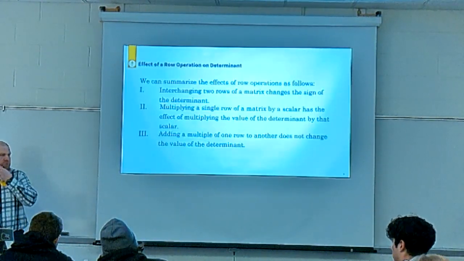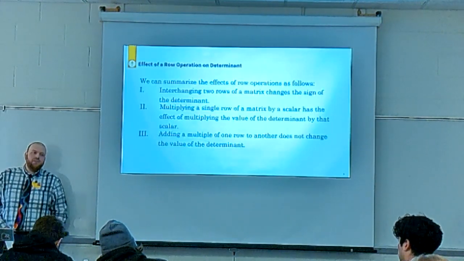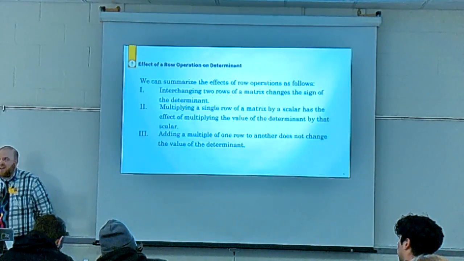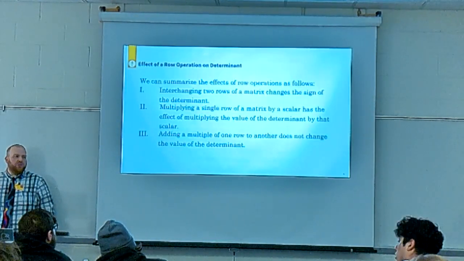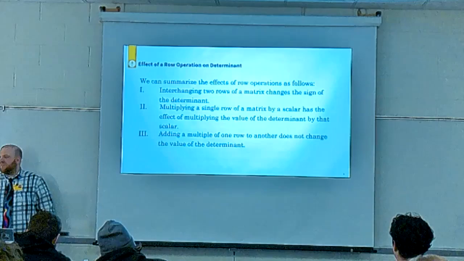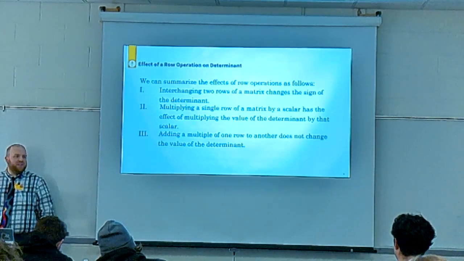So swapping two rows, the determinant gets multiplied by -1. Multiplying a row by a non-zero constant, the determinant gets multiplied by that same constant. And then doing your type 3 has no effect.